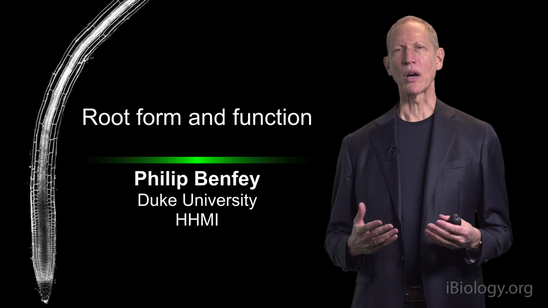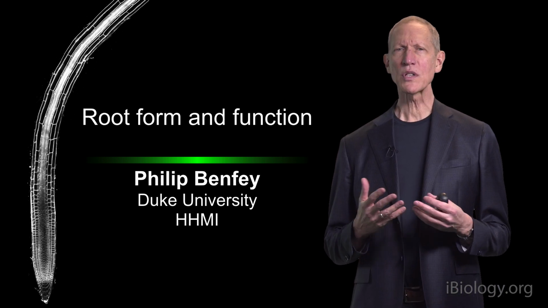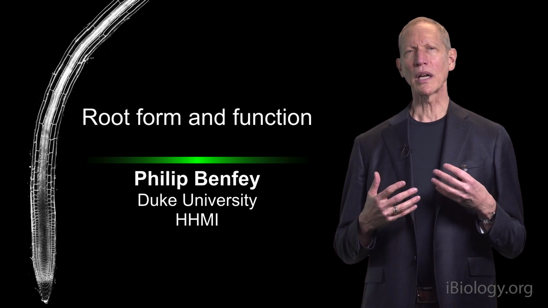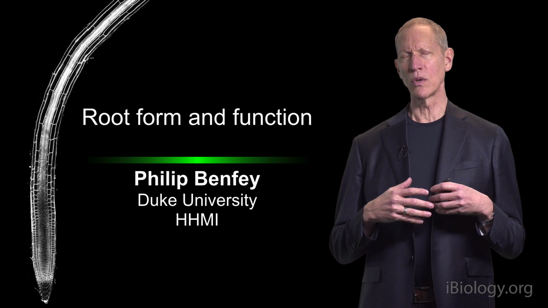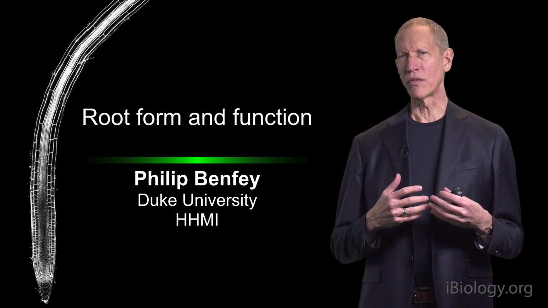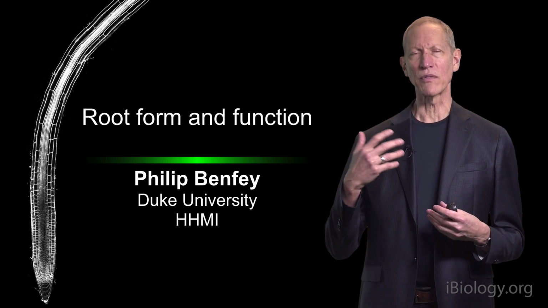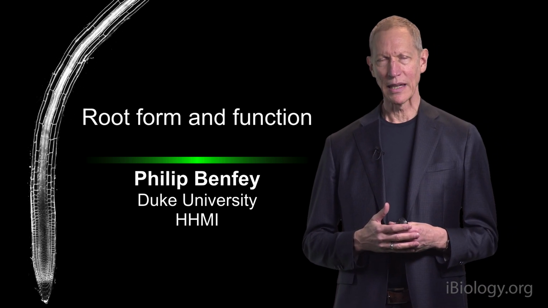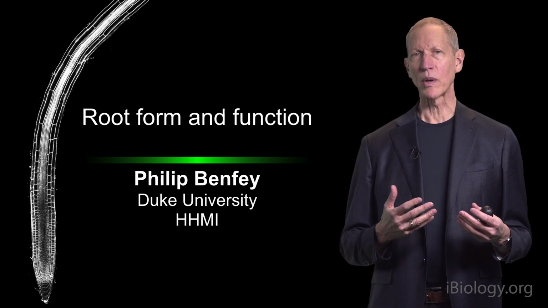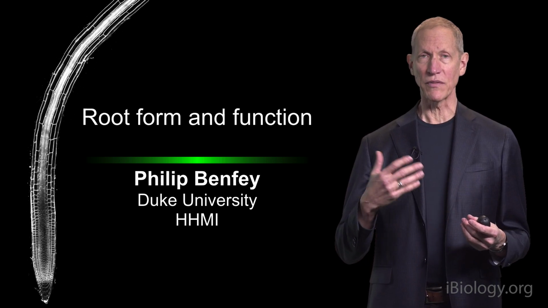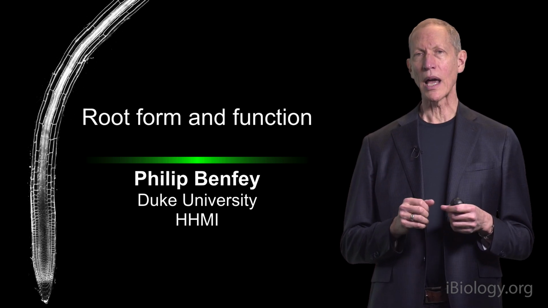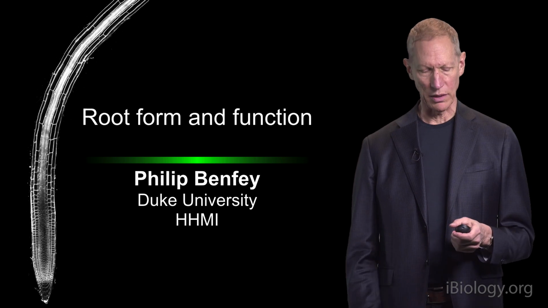This is the second part of a two-part series. In the first part, I described the use of genetics to look at root form, to identify genes that are involved in how you go from a stem cell to a differentiated cell in the root. In this one, I'm going to go more in depth into that pathway of going from the stem cell to a differentiated cell, and also talk about how roots function, how they spread out through soil.